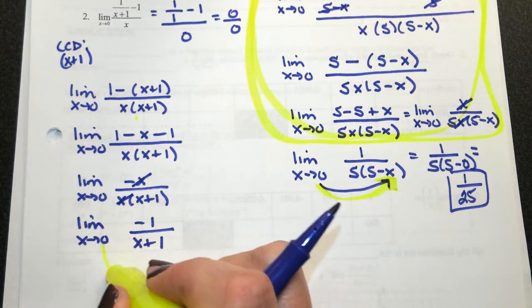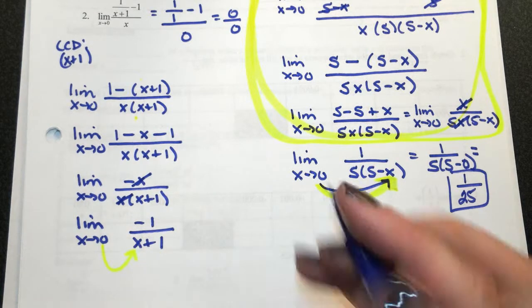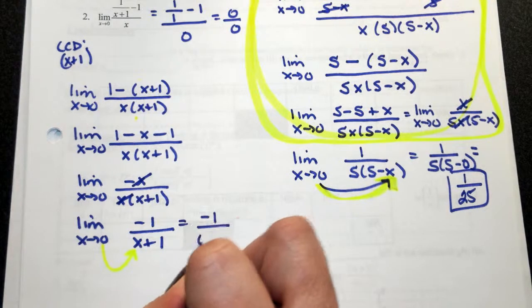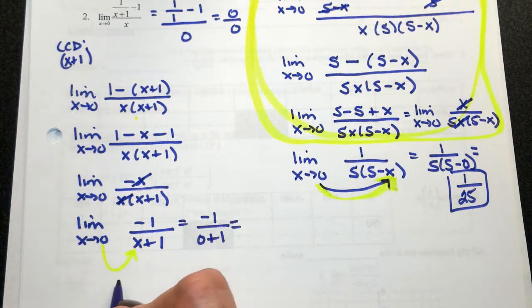So now what can I try to do? I can do my direct substitution. Plug in the 0 for x. So negative 1 over 0 plus 1. And what's that limit going to be? Negative 1.